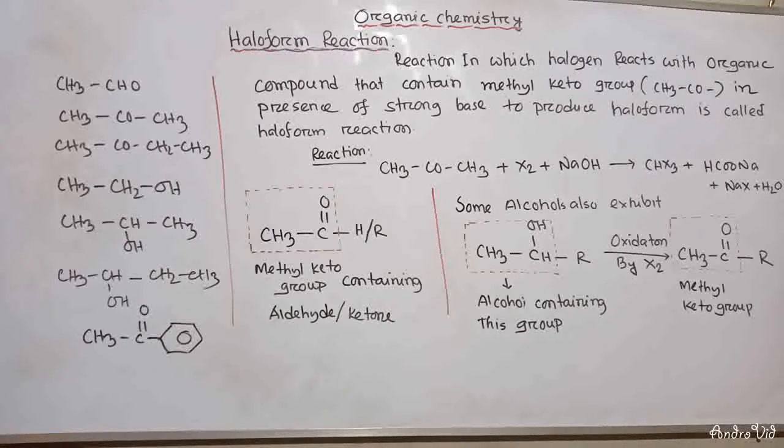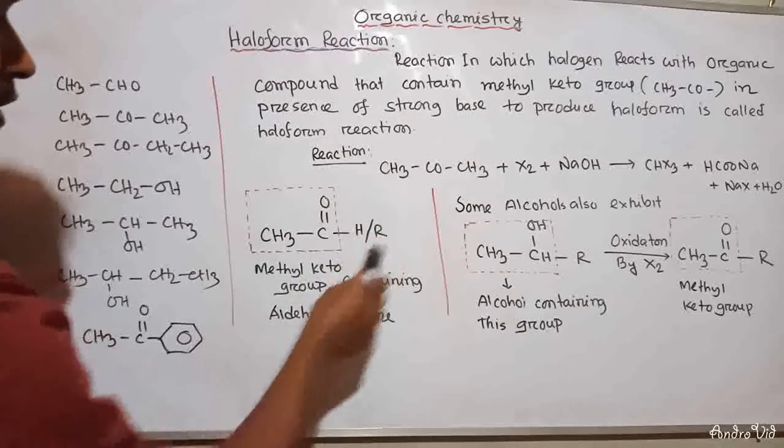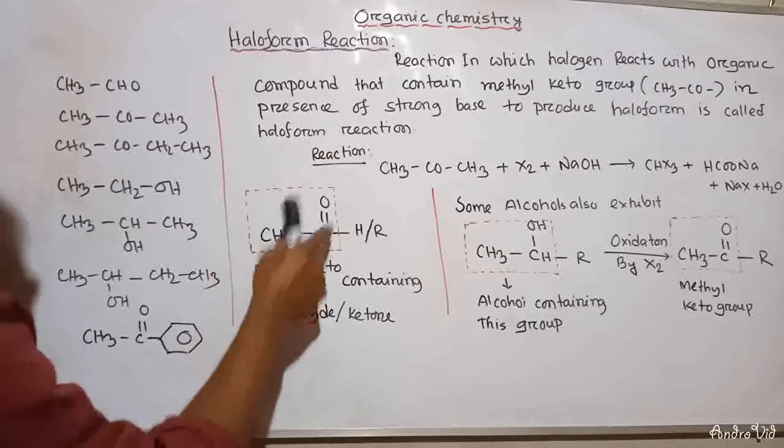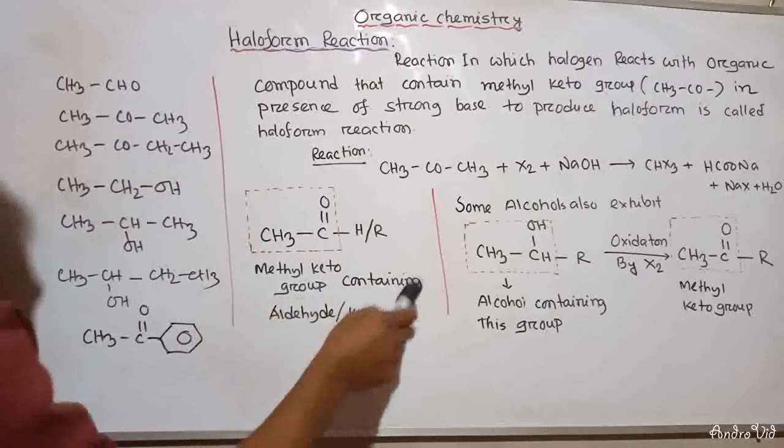So the point that you must note is which type of compound should participate in the haloform reaction. This compound must contain a methyl keto group. We know very well, normally aldehyde and ketone contain a methyl keto group. So the compound that should participate in the haloform reaction should have a general formula like this: CH3CO is a must, a methyl keto group containing.